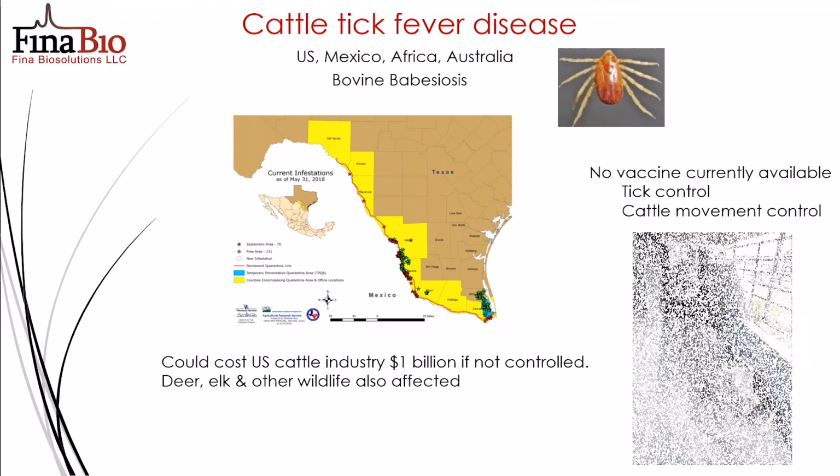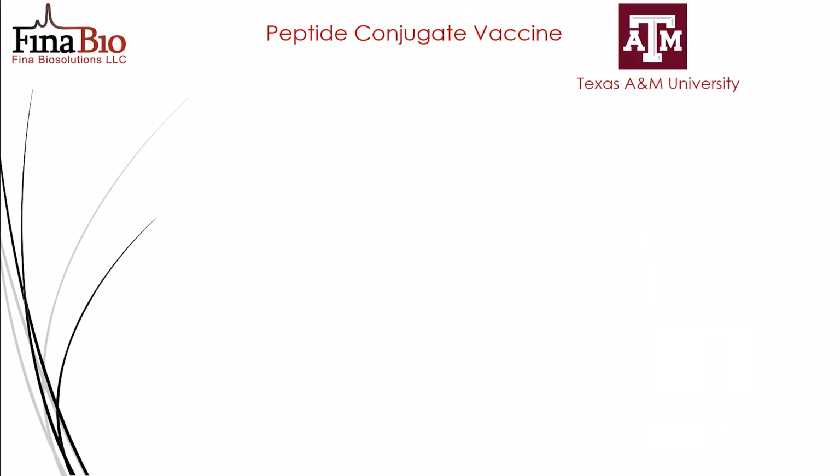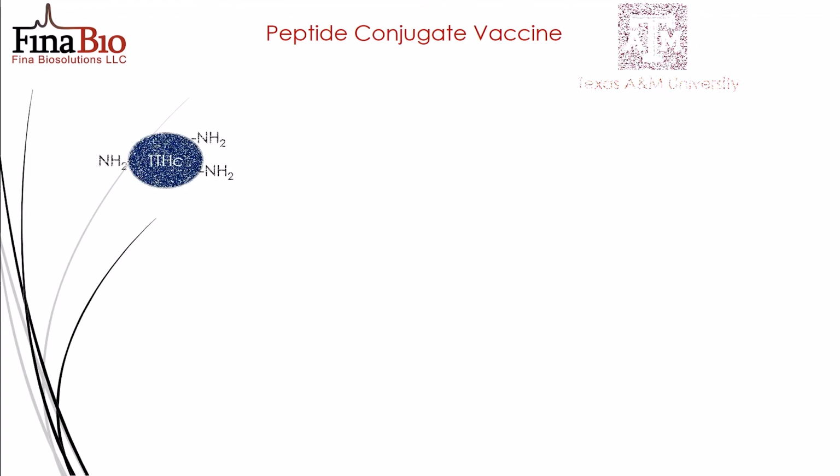There's currently no vaccine for the disease, and control is addressed with tick control, limiting cattle movement, and culling of the herd. Fina Bio has been working with researchers at Texas A&M University who have developed a peptide-based vaccine for cattle tick fever disease. For this peptide, TTHc seemed to be the best carrier protein.